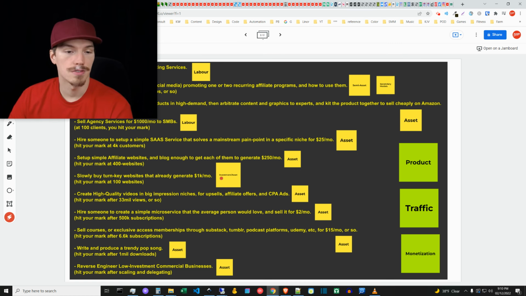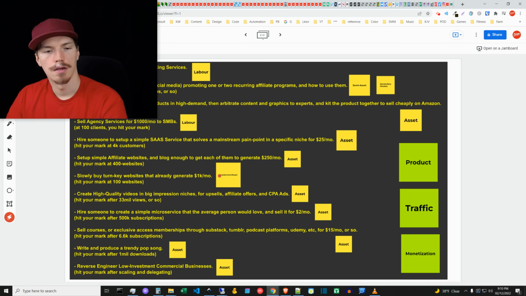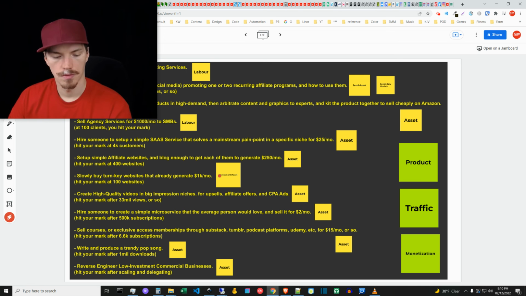I've never bought a full site like that. I've purchased domains at a higher value, but nothing quite like this. So this would be a great thing to look into once you get more experience.